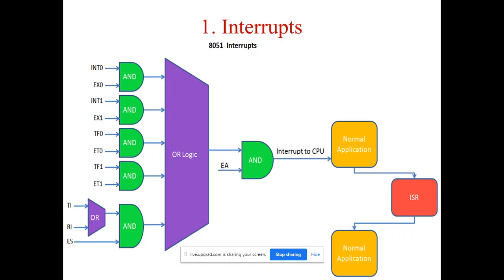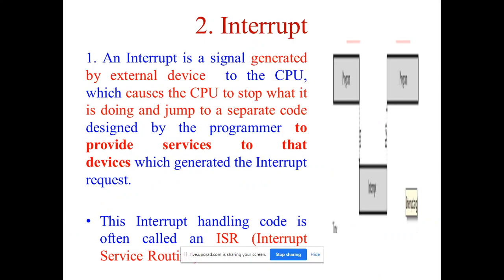reset. In this fashion, a total of 6 sources are available in 8051. 5 are maskable, that is shown here with the help of AND gates, and one more is a non-maskable interrupt, and that is your reset. Then one by one we will see what we mean by maskable and what we mean by non-maskable. First we will see what happens when an interrupt arises.